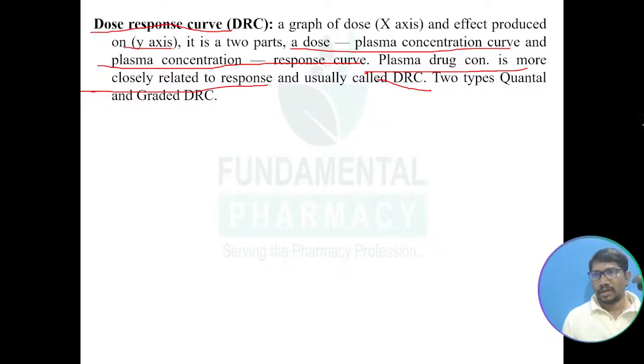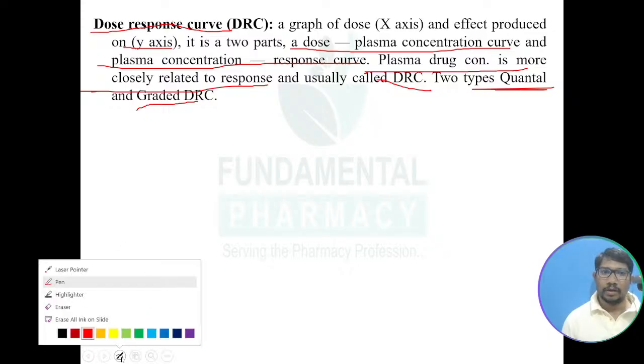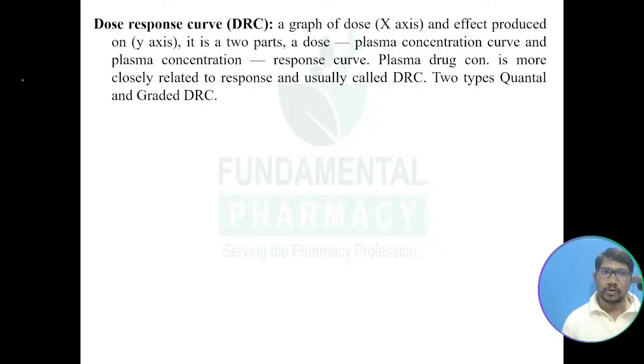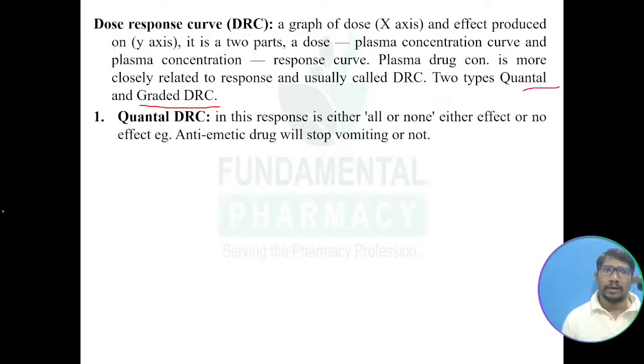There are two types of drug response curve: one is the quantal drug response curve, and the second is the graded drug response curve, graded DRC and quantal DRC. Now the first one is the quantal drug response curve. A question has come on this once.